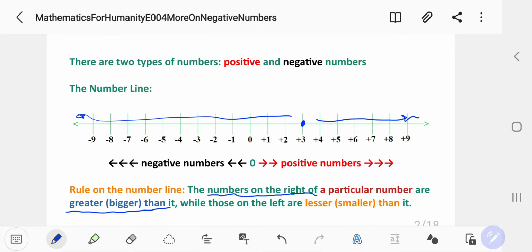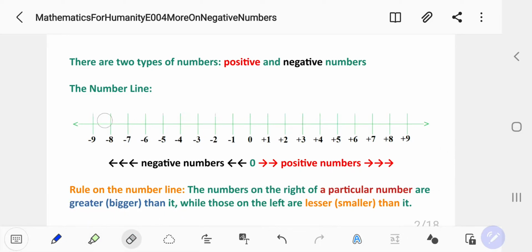Or let's take a negative number. Let's take negative 7 for example. All of these numbers on the right of negative 7 are greater than negative 7. The numbers on the left of negative 7 are lesser than negative 7.